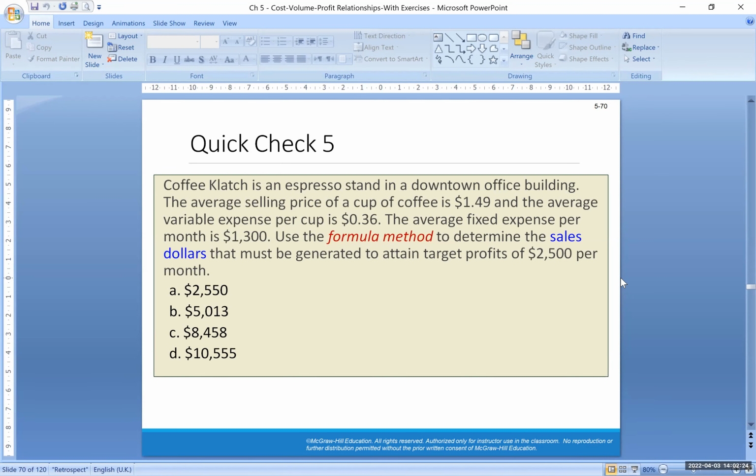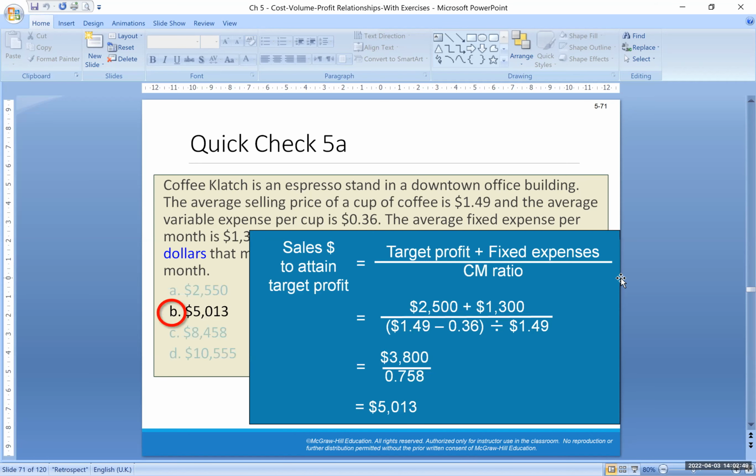Now, the formula in this case: the sales dollars to attain target profit is equal to what? Target profit plus fixed expenses divided by the CM ratio. Remember that if we divide by the CM ratio, the answer would be in dollars. So the target profit is 2,500 plus 1,300, all divided by the ratio.